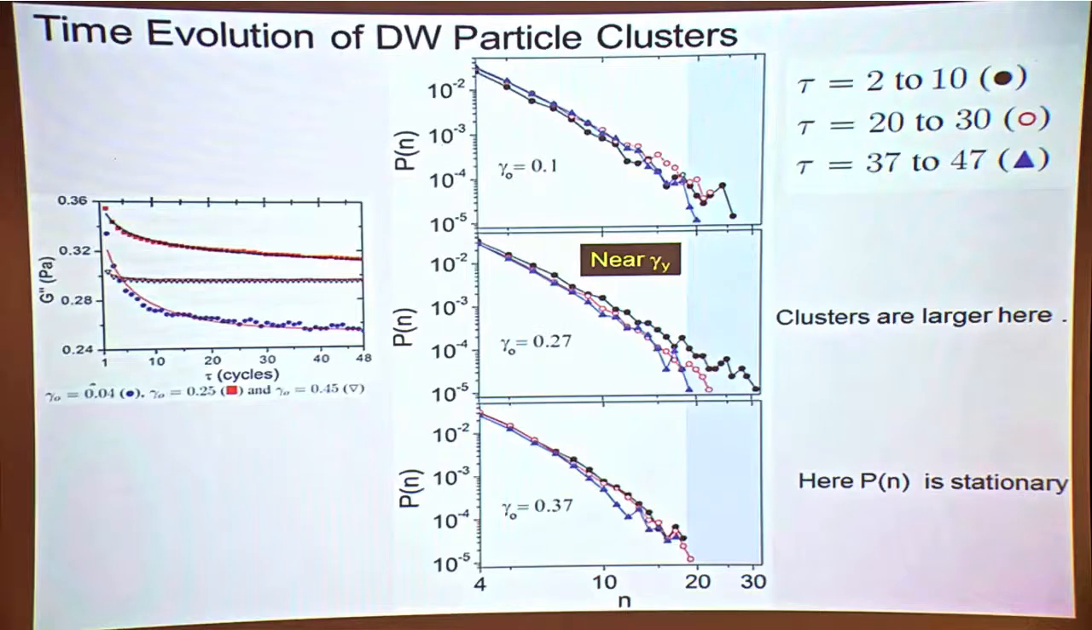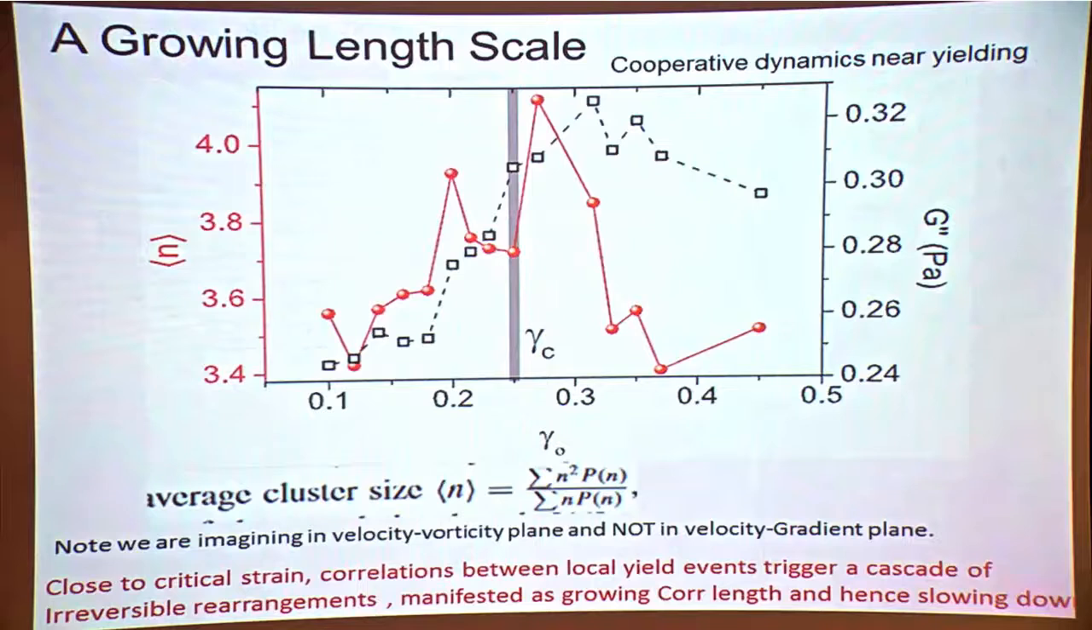as a function of gamma naught. This is one measure. It could be another measure also. But what you see is an increase and then a decrease. And so this is the point which you have to worry about. We are still doing this in the velocity-vorticity plane. And these clusters, like STZs and so on, you would expect in the velocity gradient plane. So we are not imaging that.